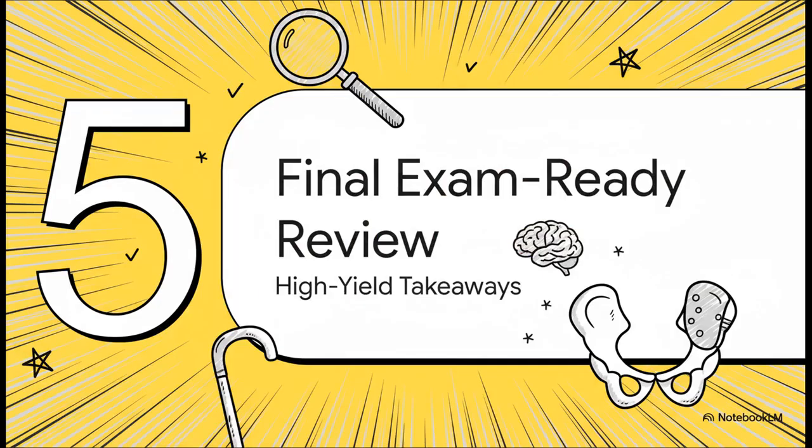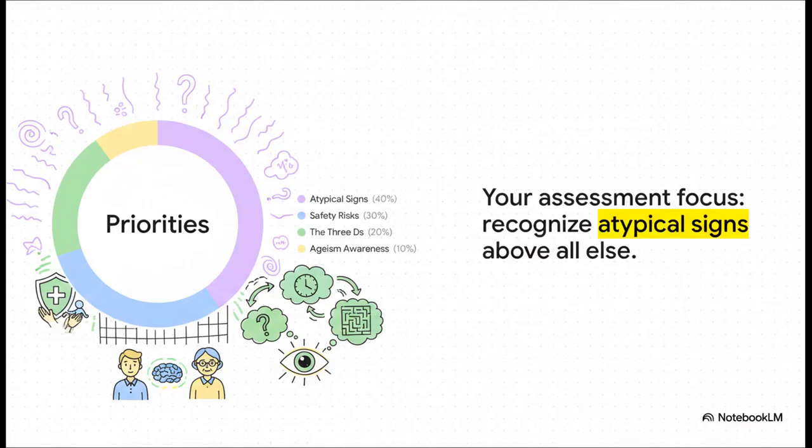All right, we have covered a ton of ground. So let's do a final rapid-fire review to really hammer home the most important things. This is the stuff you absolutely need to take with you whether you're heading into an exam or starting your next shift. So this chart isn't just a bunch of numbers. It's a roadmap for your brain. Look at where you need to spend most of your mental energy. 40% of your focus should be on spotting those weird atypical symptoms. Right after that comes safety, then the 3Ds. But notice what it's all built on, that 10% foundation of just being aware of our own biases.